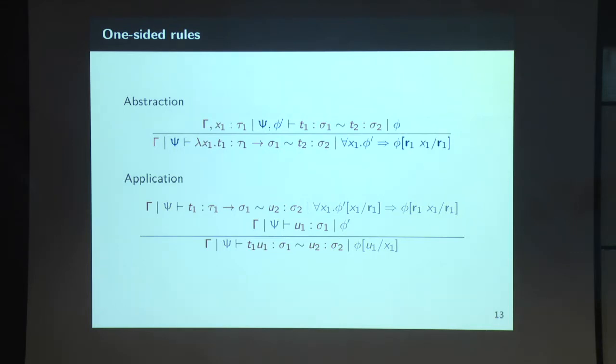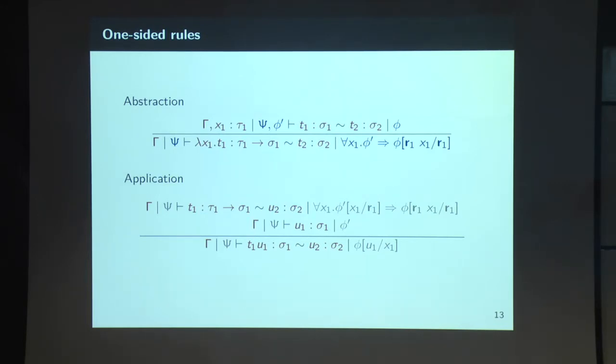So we have, again, two typing judgments going on at the same time. We have an arrow type for t1 and whatever type for u2. And then we prove that the argument of the function has the type sigma 1, and then the application has the type, well, sorry, there's a typo, it should be tau 1.